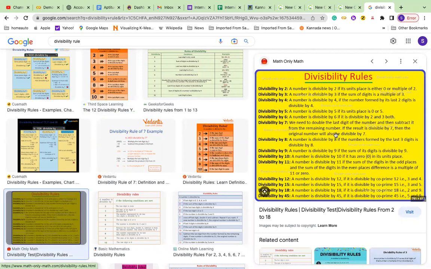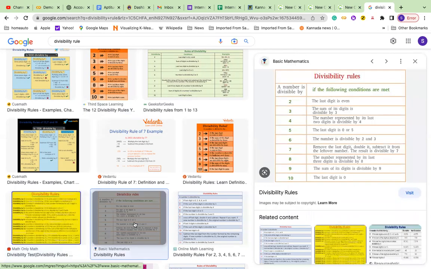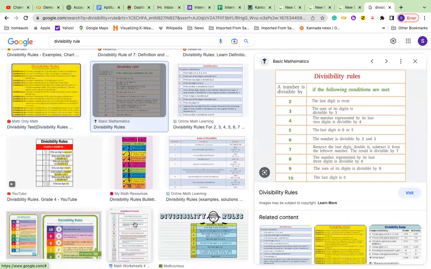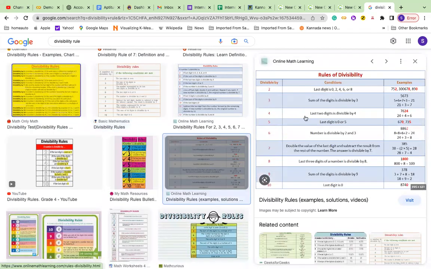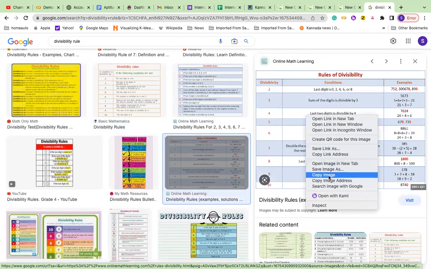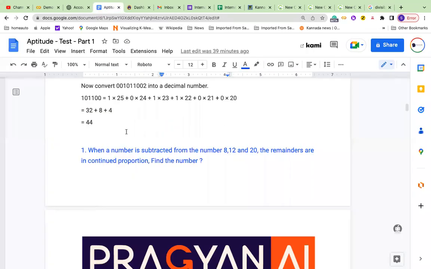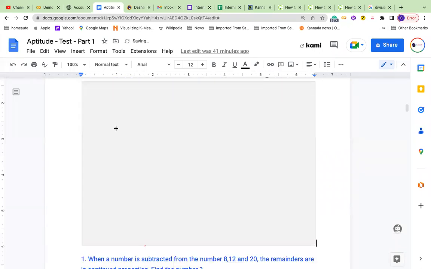Usually you should know up to 10 by heart. But sometimes they will ask up to 20, up to 25, up to 40, up to 45. So let me check any other divisibility. Up to 10, a lot are there. For you people, not for CAT, for basic aptitude, up to 10 is enough. So let me try up to 10 here. Let me copy this one. This is also very, very important.